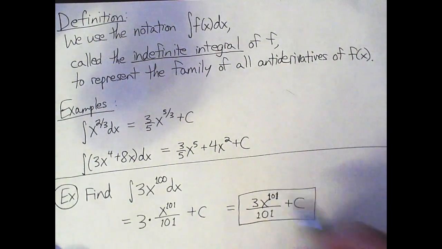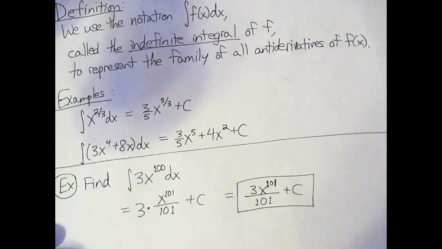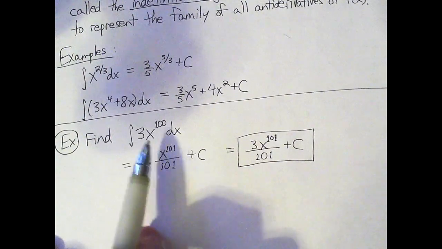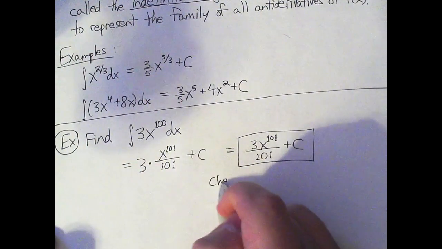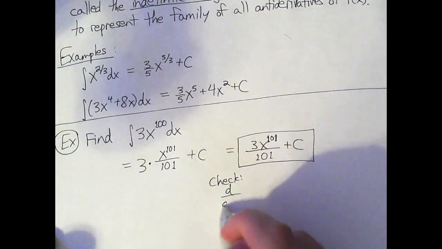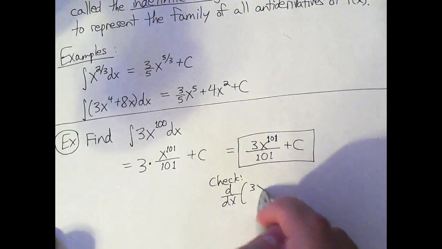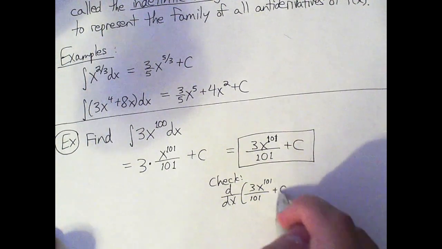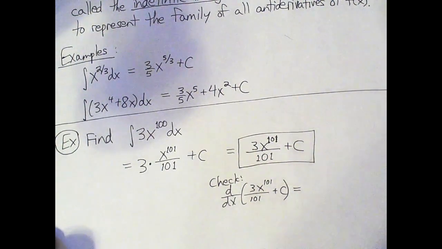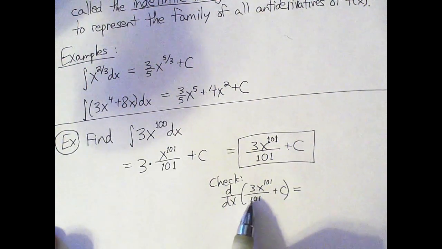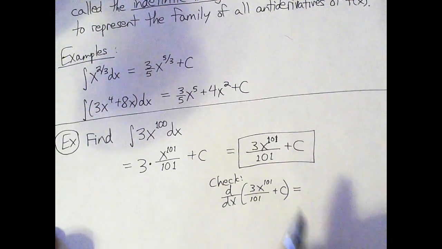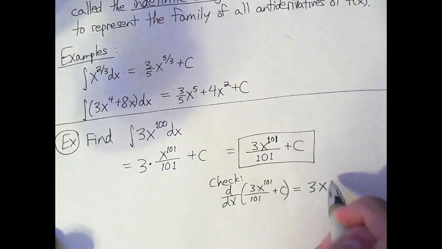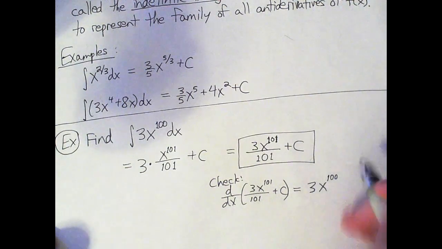You can still check your answer, by the way. Take the derivative of your answer. I'm going to take the derivative of my answer, the entire thing, like the plus c and everything. And derivative of this, it looks like the 101 would come down out front. It would cancel with the 101 on the bottom. I'd get a 3x to the 100. So everything checks out.